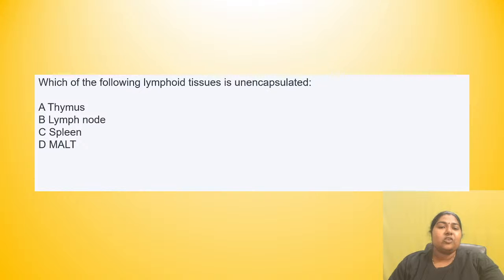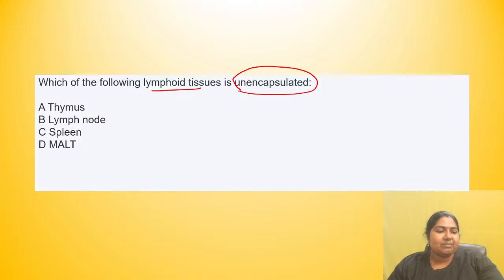Yes? Okay. This is also a very basic question. Which of the following lymphoid tissues is unencapsulated? They do not have an encapsulation. This is simple, no? Which of the following is going to be unencapsulated? Come on. Is it the thymus, lymph node, spleen, or MALT?